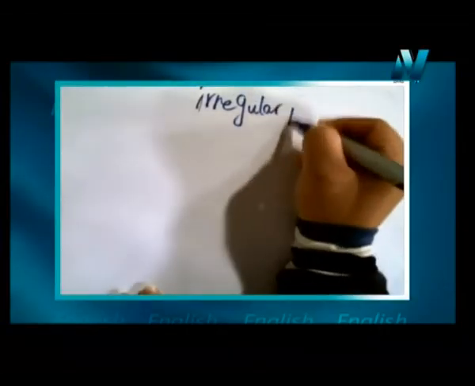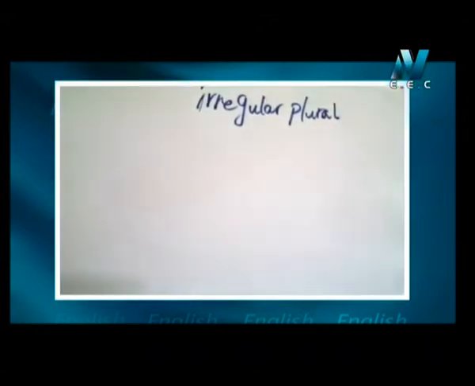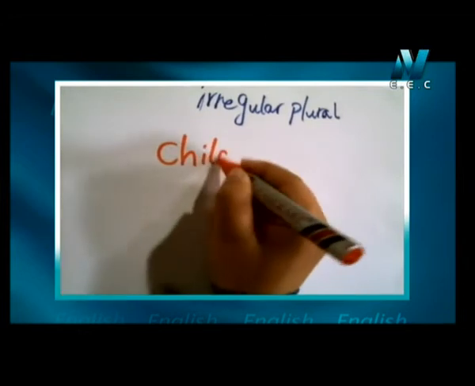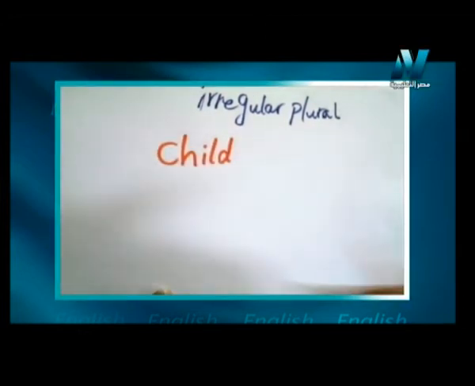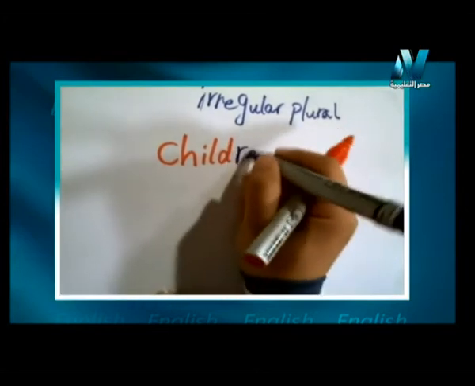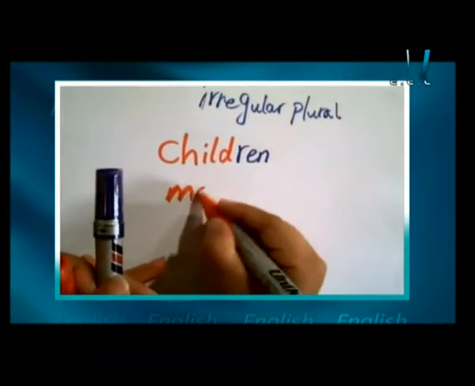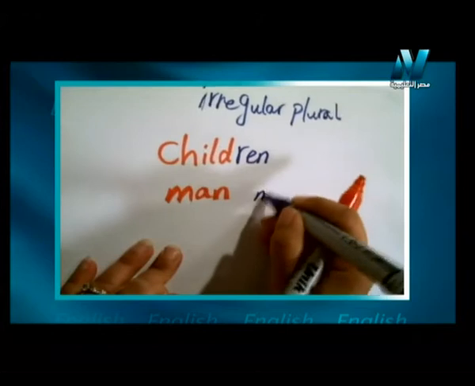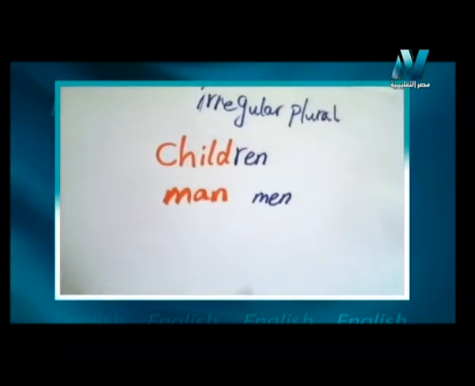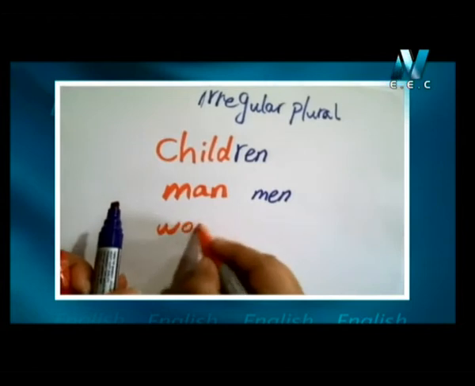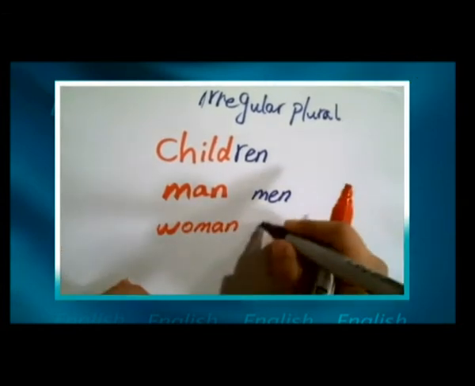Now, we are going to have the irregular form of the plural. Irregular plural form. When I have the word child. Can I say child? No, it's going to be children. Children. This is the plural. Man, men. Woman, women.